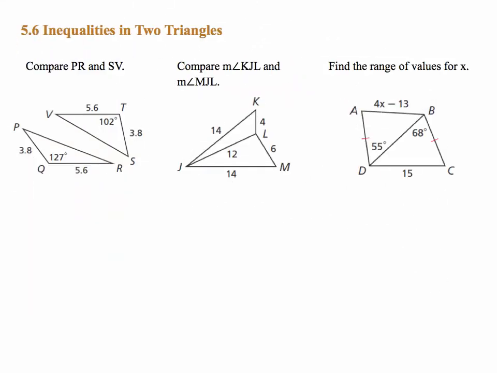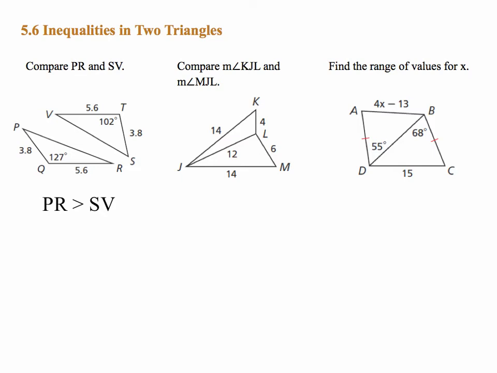First thing you need to be able to do is to compare. So let's look at the first triangle on the left. Compare PR to SV. Since PR is opposite the angle 127, that's the larger angle. SV is opposite 102. Now, the other two sets of sides are congruent. VT is congruent to QR, and TS is congruent to PQ. So by the Hinge theorem, this means that segment PR is greater than segment SV.